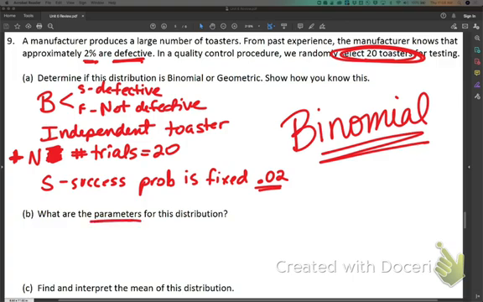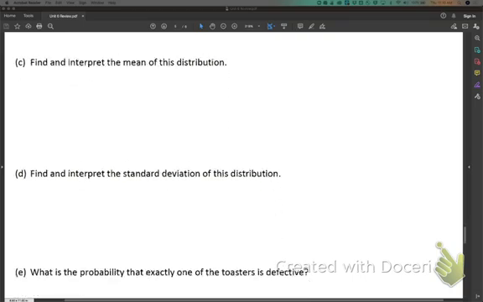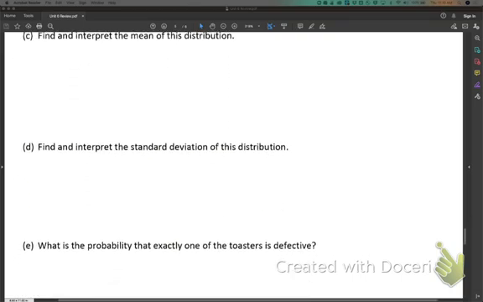The parameters for a binomial distribution are N and P. So N, that's our number of trials. P, our probability of success. You have N and P for your parameters for a binomial distribution. All right, let's look at the next part. We need to find the mean and the standard deviation of this distribution and interpret those.